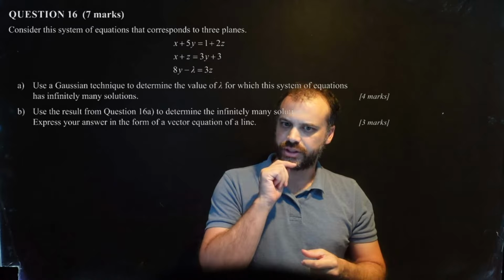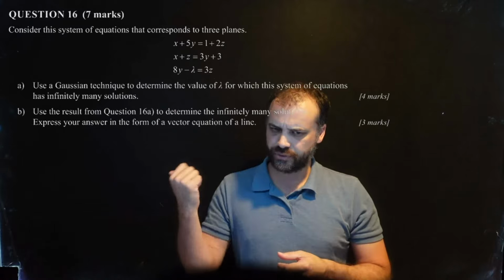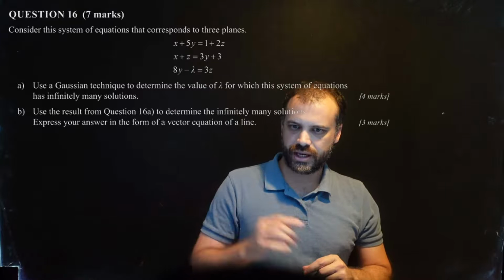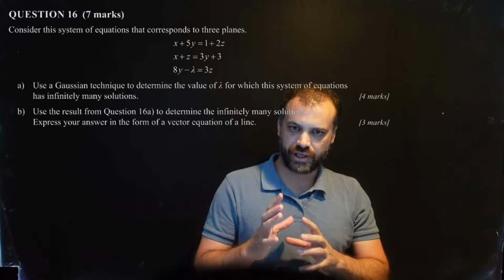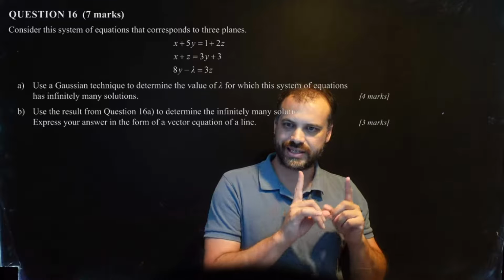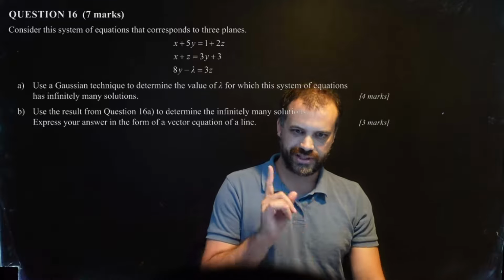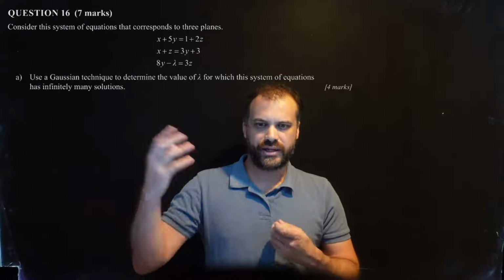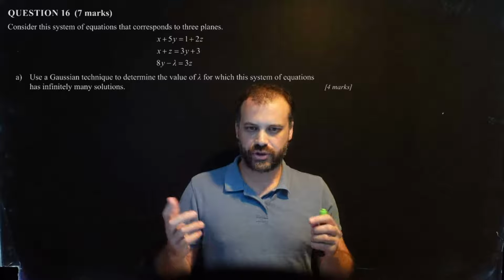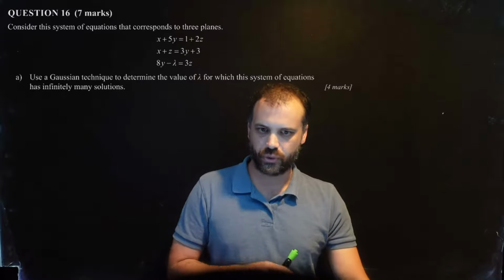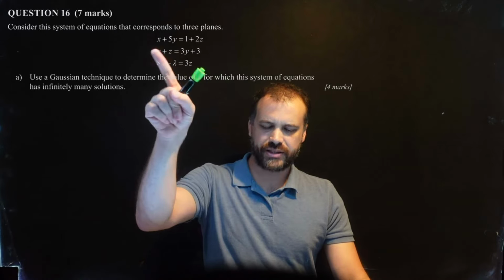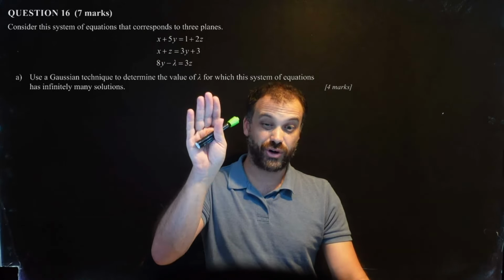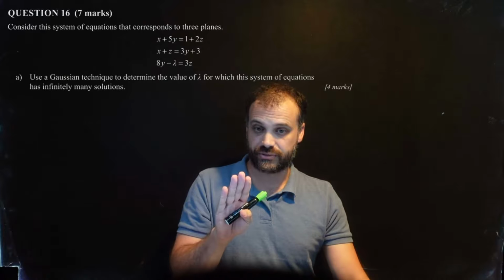Gaussian elimination, and it kind of leads back from that multiple choice question we did earlier. All right, part A. Use a Gaussian technique to determine the value of lambda for which this system of equations has infinitely many solutions. Yeah, definitely from that multiple choice question. Okay, so how am I going to go about this? Well, it says use a Gaussian technique, so it feels like I've got to put it into an augmented matrix. They've made this really gross. So I think in order to deal with this, I should rewrite it in a way that's nicer so I don't make any mistakes from the start.